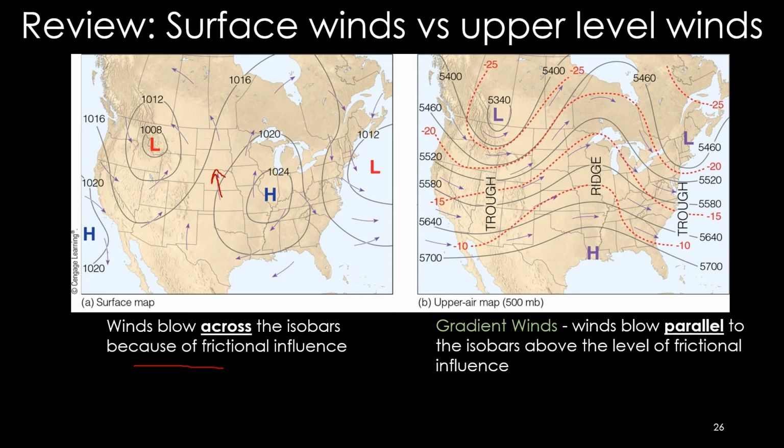In the upper level map over here on the right, we have those gradient winds, and those winds are blowing parallel to the isobars because this is above the level of frictional influence. So friction isn't slowing that air down. Again, you just have that air flowing parallel to the isobars.